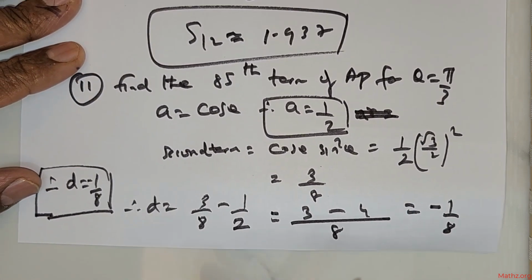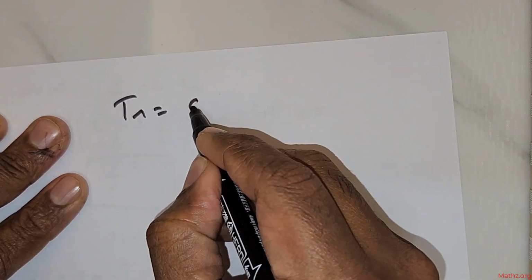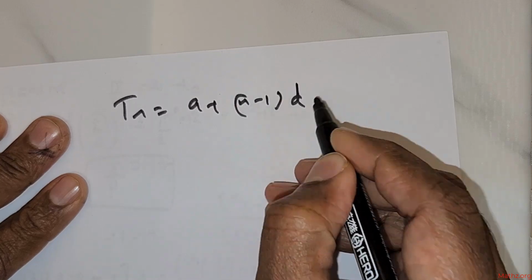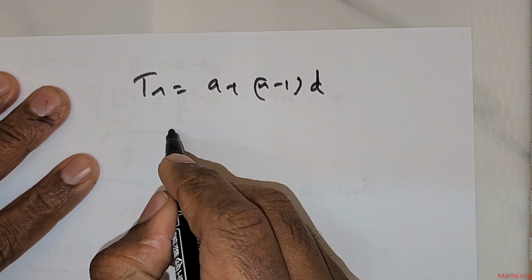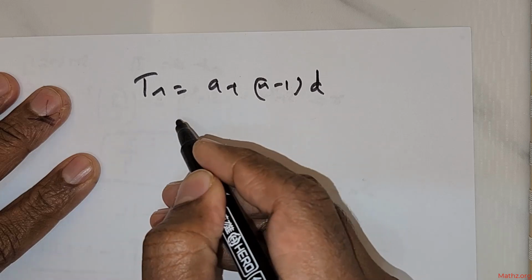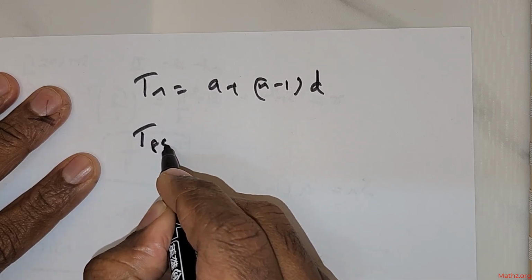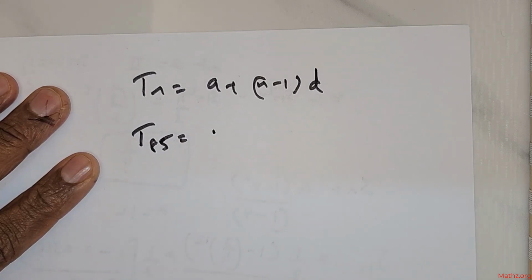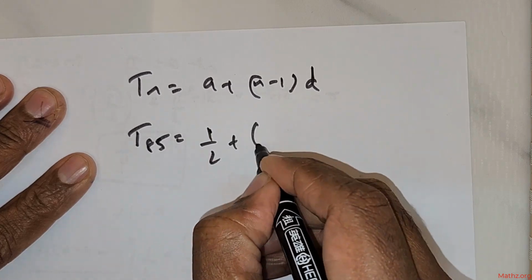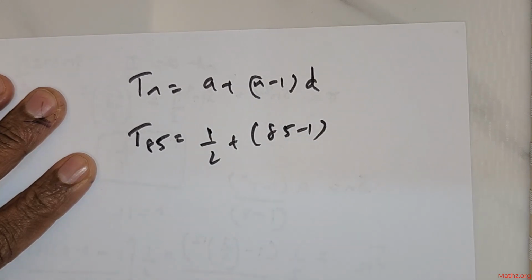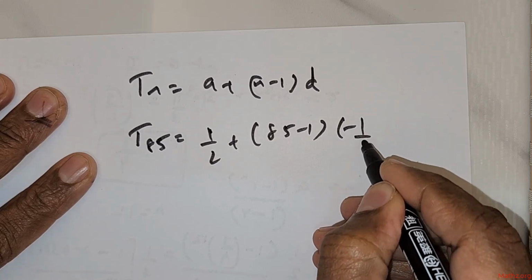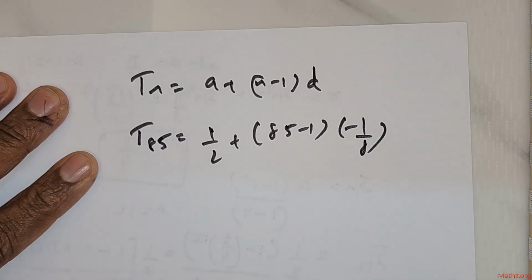Now we need to get the 85th term. So let me go to the next slide. Suppose Tn is equal to a positive n minus 1 into d. This is the formula we use. So we are talking about the 85th term. So T85 is equal to, the first term is 1 over 2, 85 negative 1, and the common difference is negative 1 over 8. So this is what we have got.